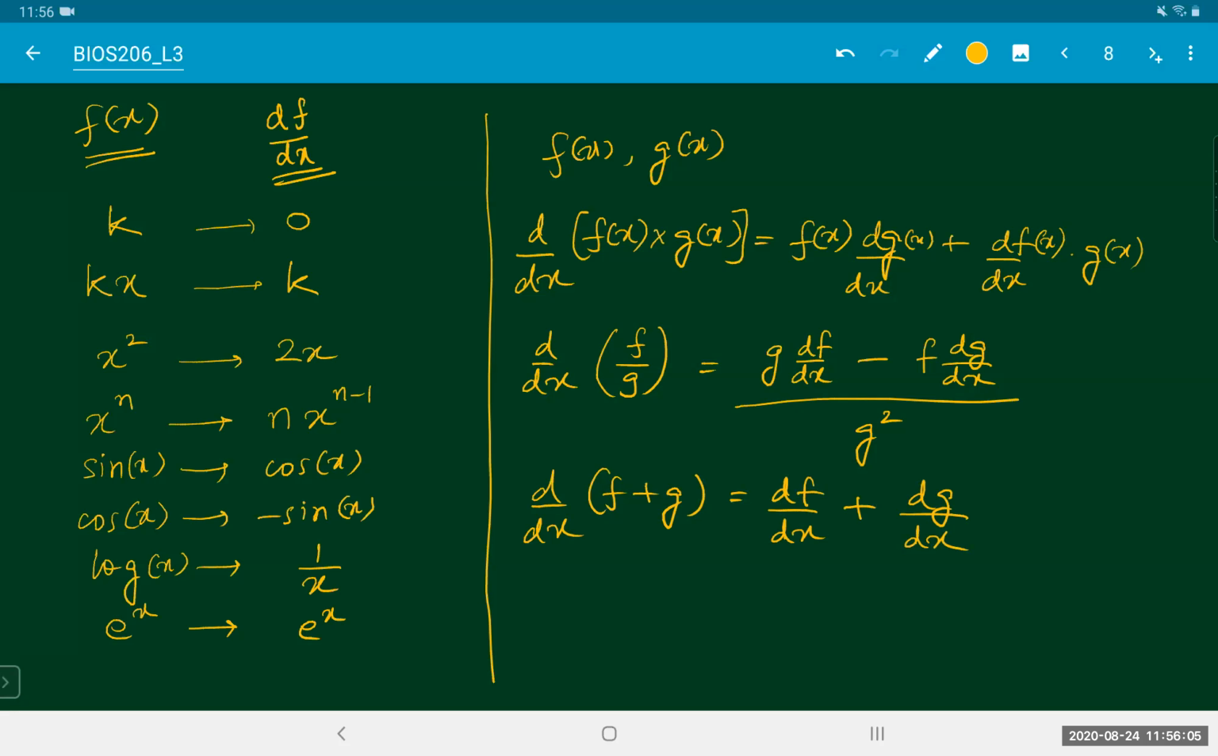So these are some of the basic rules of derivatives, which we will not derive over here, but they are very useful and you will probably use them at some point. Okay, so we'll stop here for today. Any questions?